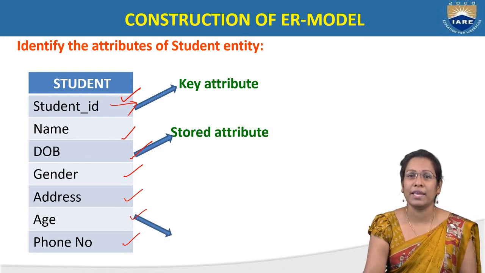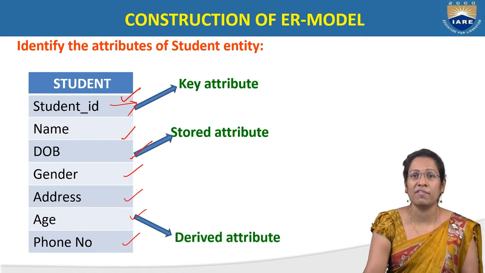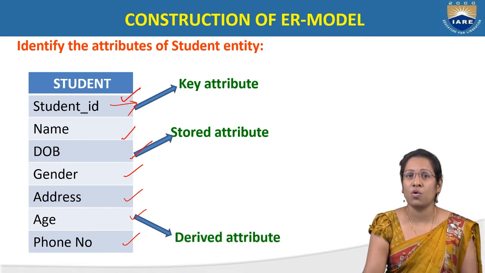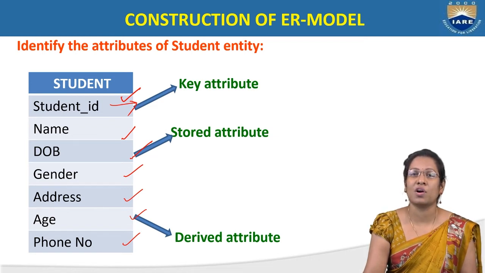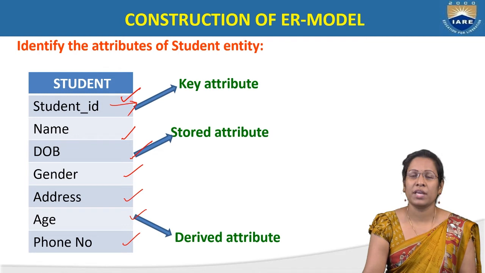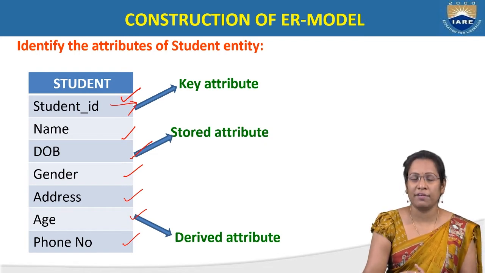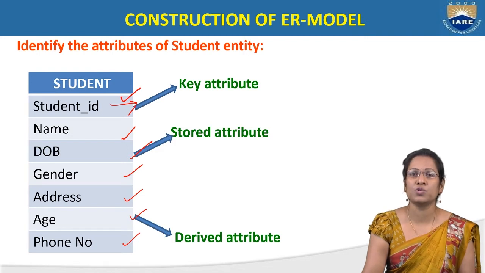And the next one, age. Age is a derived attribute because it always extracts the value of this attribute from the other attribute, that is the stored attribute, because the age of the person is changing from time to time and year to year. So every time the age of the person will not be the same. For that purpose, the derived attribute should extract the value from the stored attribute.